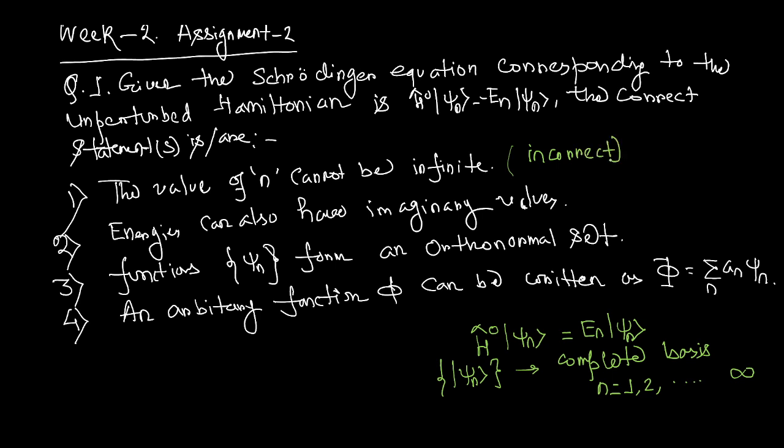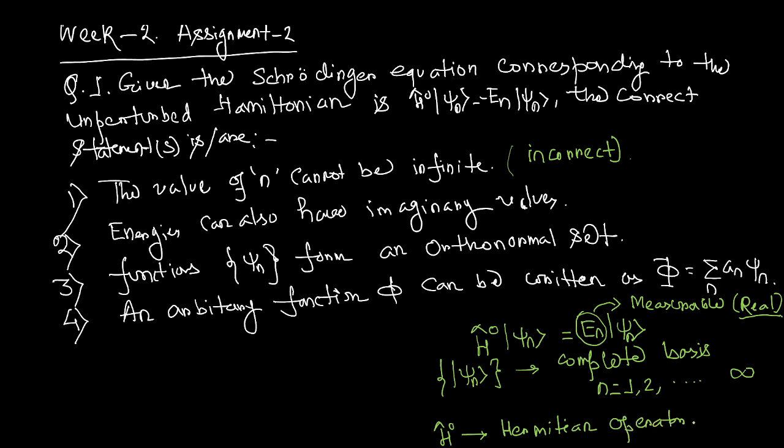Now similarly this En is a measurable quantity, we can measure it, so that must be real, and H0 is a Hermitian operator. Therefore eigenvalues of a Hermitian operator are always real, so it cannot be an imaginary value.